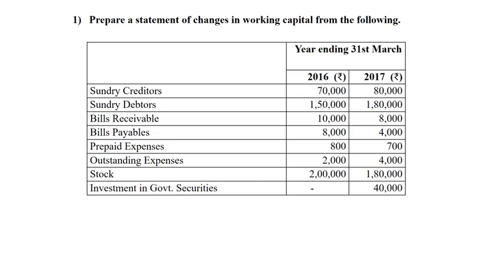Prepare a statement of changes in working capital from the following. Year ending 31st March 2016-17 is given. Sundry creditors, sundry debtors, bills receivable, bills payable, prepaid expenses, outstanding expenses, stock, investment in government securities are the items. So before preparing the working capital schedule, you should be very careful and be clear in your mind what are all the current assets, what are all the current liabilities.